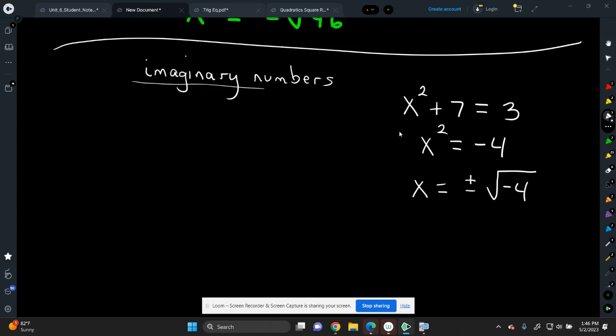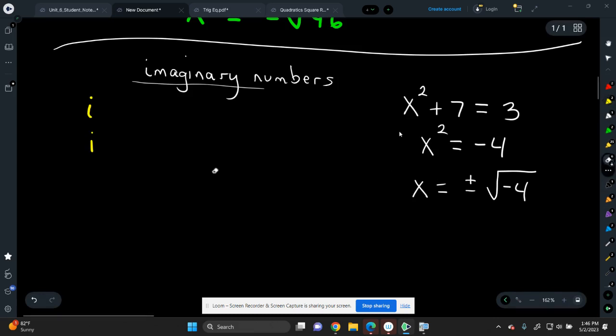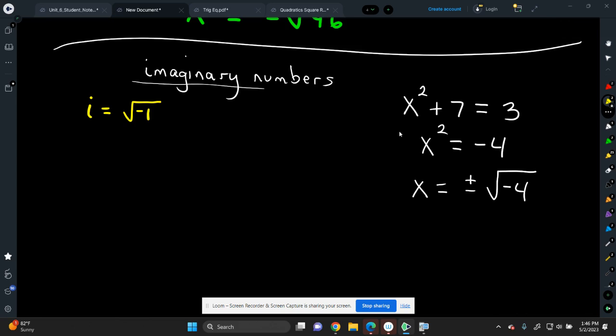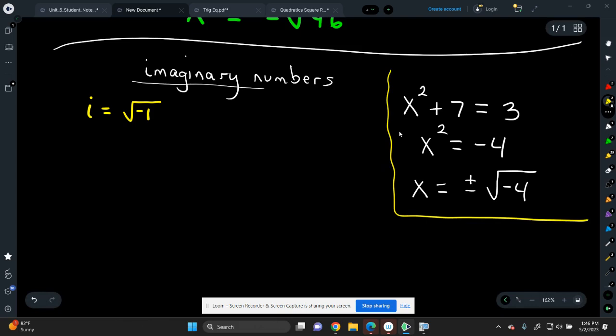So we use what we call imaginary numbers. An imaginary number is an i, and we usually write it with a little curve on it just so that it's clear that it's an i instead of a 1. That can be confusing sometimes. So we put a little tail on the i. i is equal to the square root of negative 1. So we're going to come back to this example in a little bit. Let's just talk about i for now.